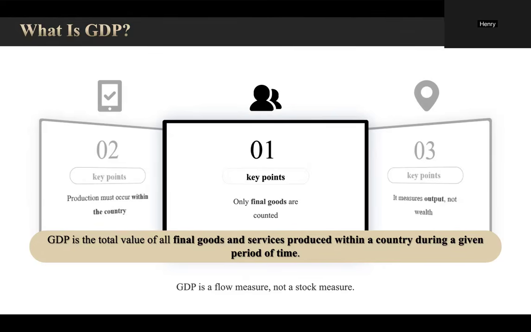Also, GDP is what economists call a flow measure, meaning it measures activity over time, like per year, rather than total accumulated wealth. So GDP is really about how much an economy produces, not how much it owns.